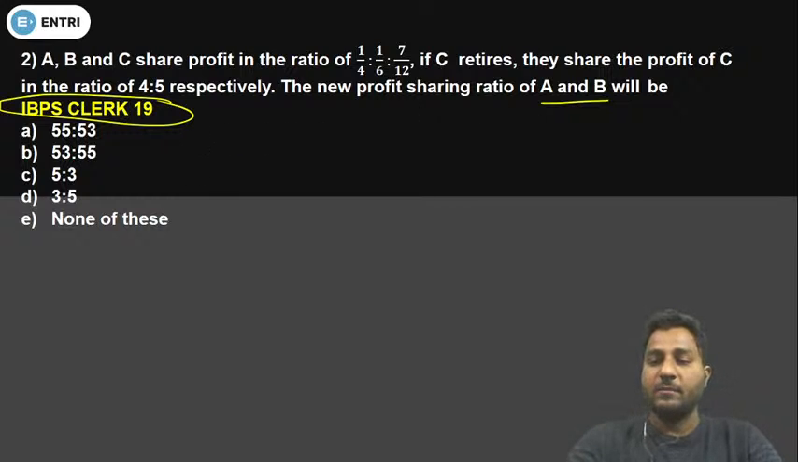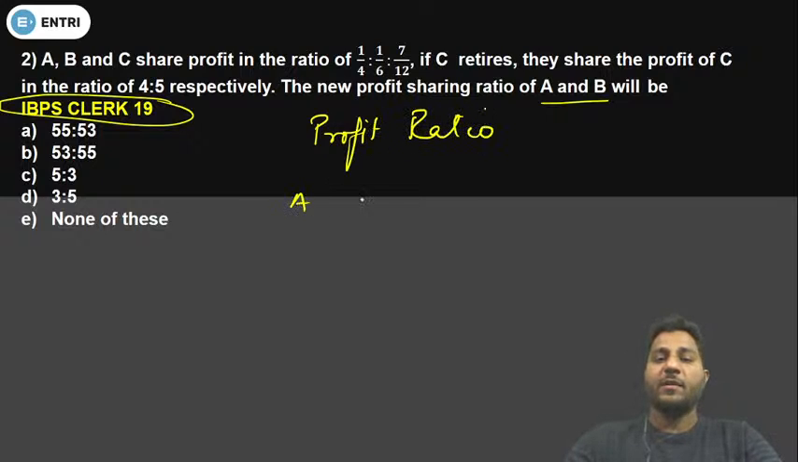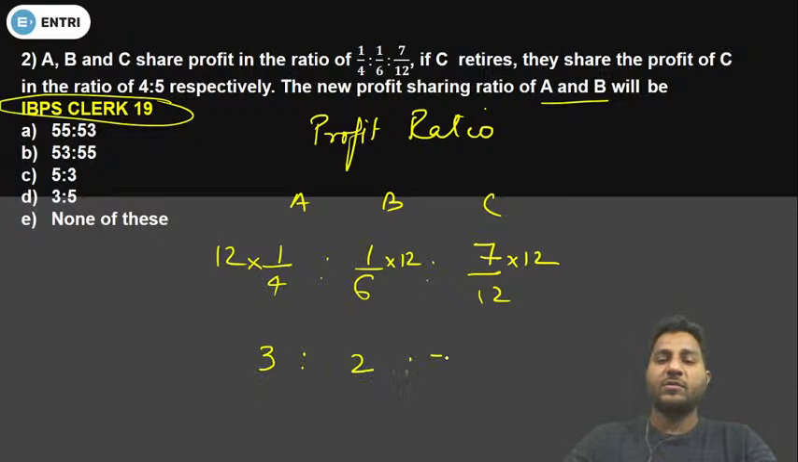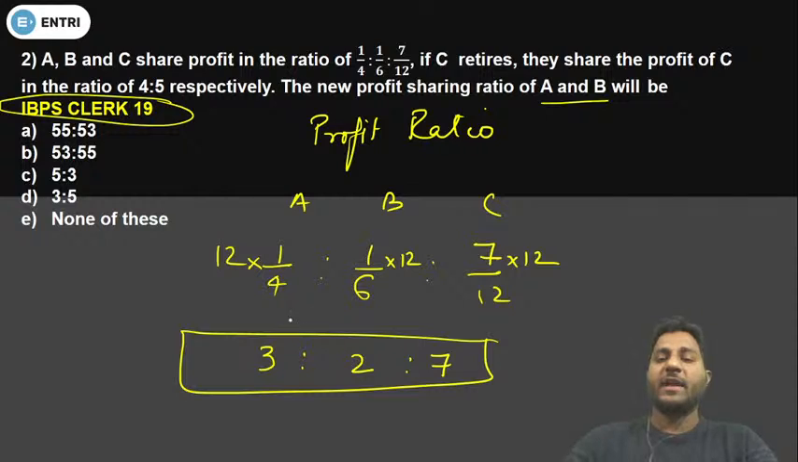Has anyone got it? This is an important question. We have already been given the profit ratio. Look at this profit ratio of A, B and C, which is given as 1 by 4, 1 by 6, 7 by 12. Who will give me the answer first? Let me give you a very interesting way of solving a question. What we will do is multiply it with 12. Then it will become 3 to 2 to 7. So we have figured out that the final ratio will come as 3 to 2 to 7.